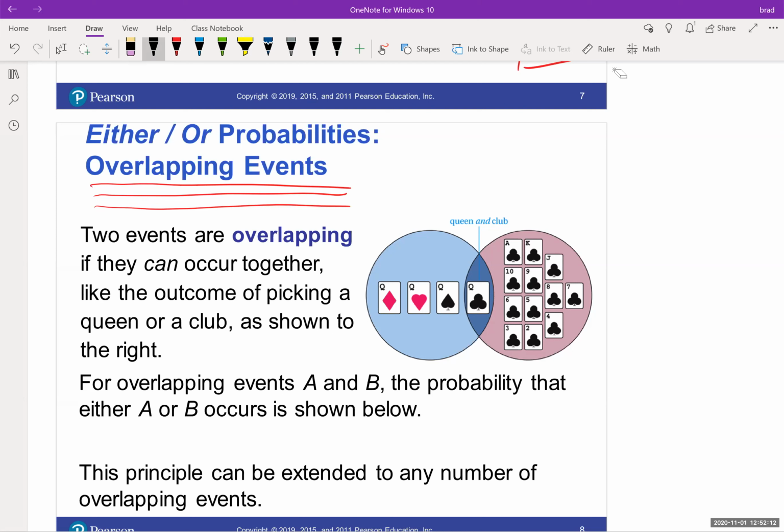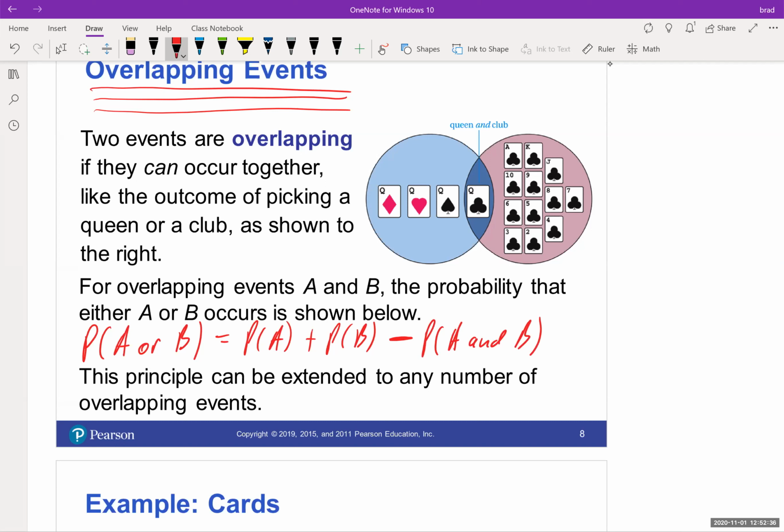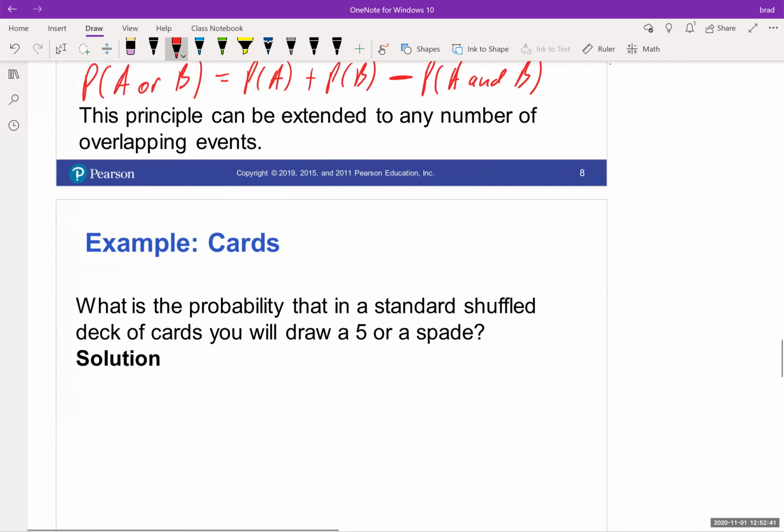So what we're going to do is write our formula for overlapping events A and B. The probability that either A or B occurs is shown below. So this is how we do it. Probability of A or B, and this is for when there is overlap. You say the probability of A plus the probability of B, just like before, but now you subtract off the extra second one that you counted, the probability of A and B. So you got to be careful with that. You got to know how many of them are in the actual and category, okay?